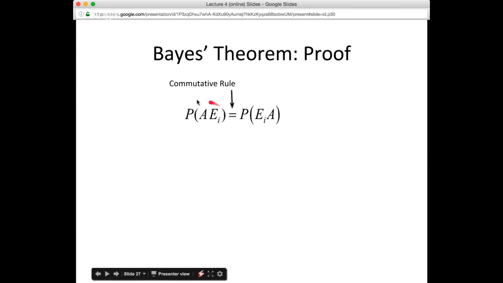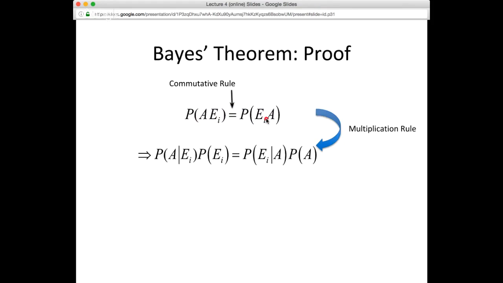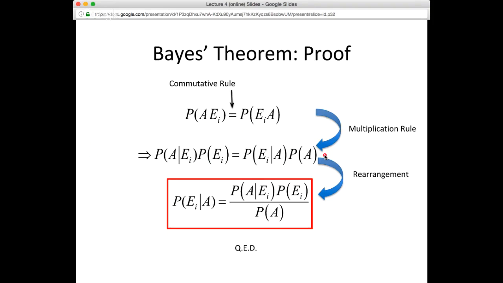Remember, we can express the probability of the intersection of A and E_i as equal to the probability of the intersection of E_i and A. We're just using the commutative rule here. It doesn't matter how we arrange the intersection of the events. Then we can apply the multiplication rule, the product rule, to the left term and the right term. On the left side, we get the probability of A conditioned on E_i times the probability of E_i. On the right side, we get the probability of E_i conditioned on A times the probability of A. Straightforward.